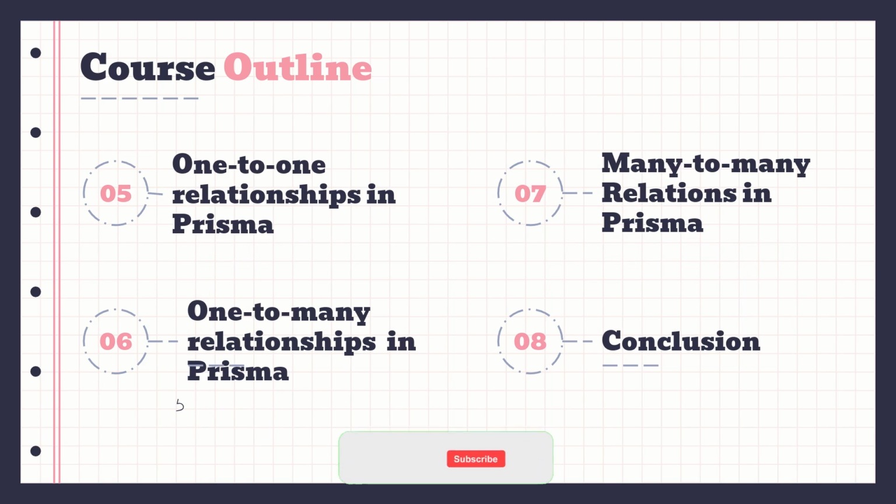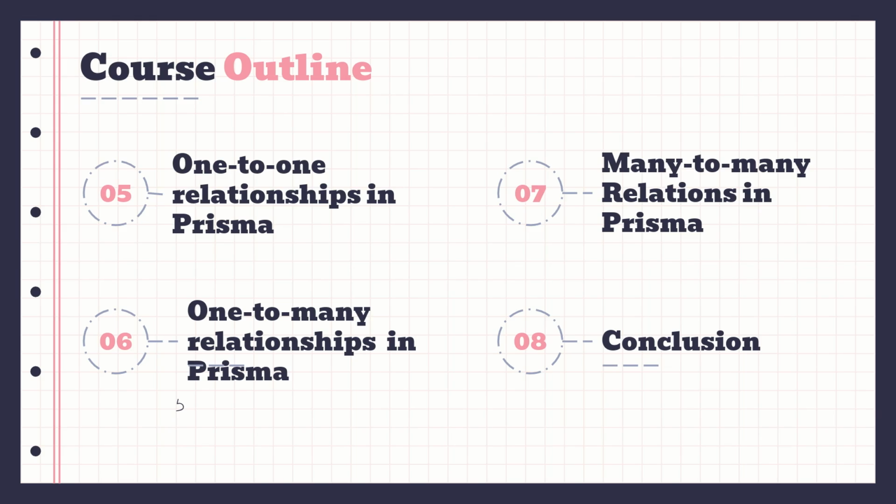Then you're going to go on to looking at relationships. We'll look at one-to-one relationships, one-to-many relationships, and then many-to-many relationships, and then finally that will be the conclusion. We'll learn how to perform different filtering and advanced filtering and stuff like that that I didn't include in the course outline. Okay, so let's get started.